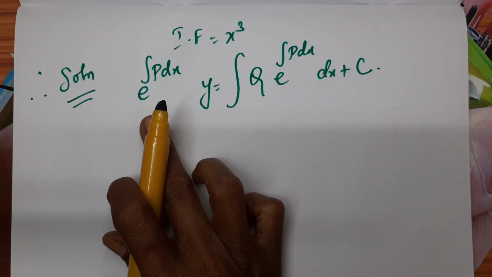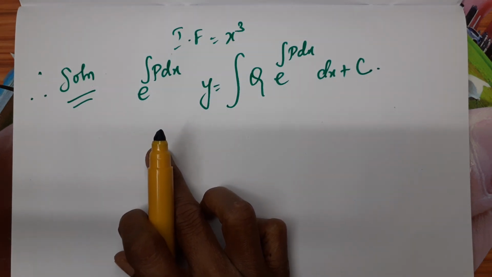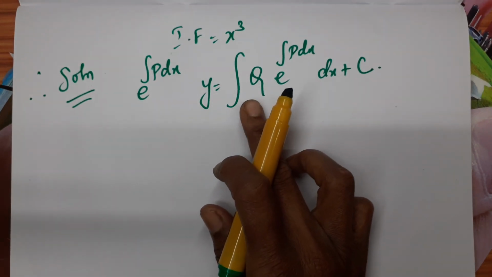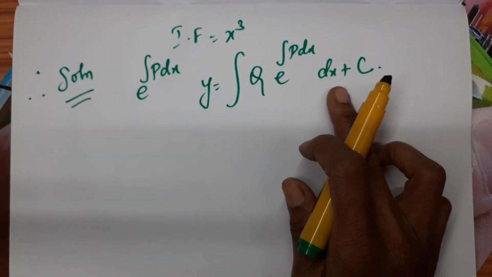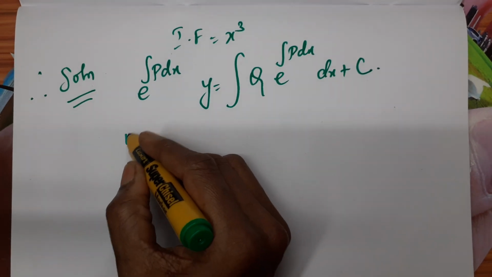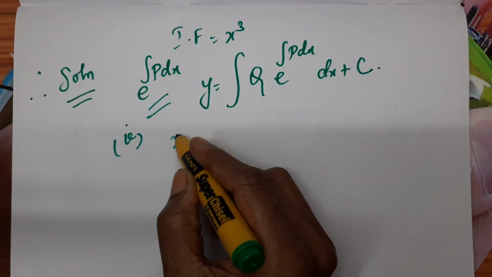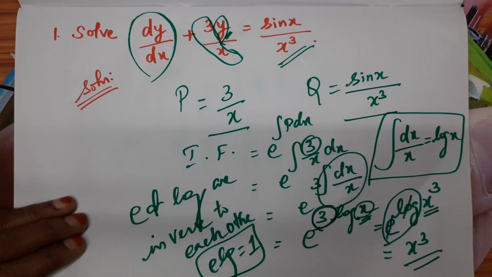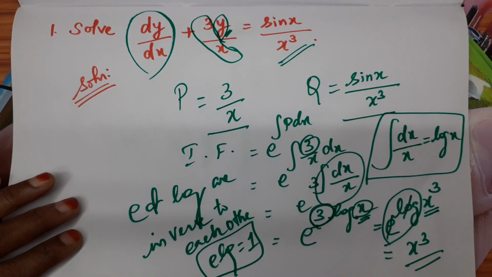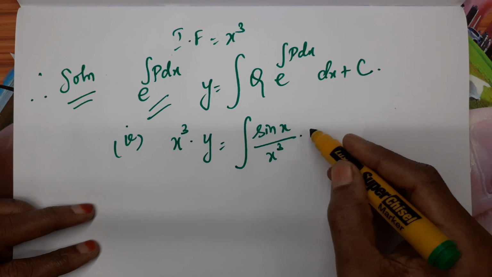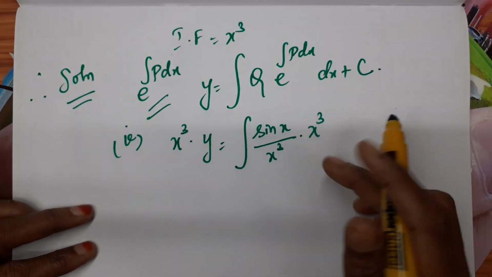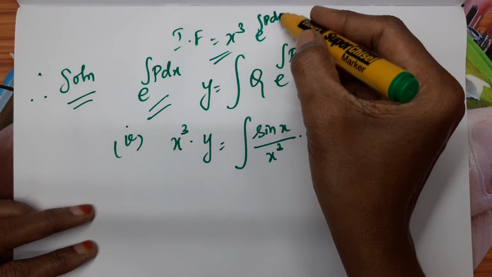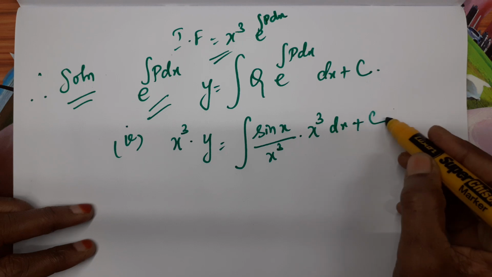Come to the solution. The formula for finding the solution is e power integral p dx into y is equal to integral q e power integral p dx dx plus c. So that is, we got this term as x cube. So x cube into y equal to integral of, what is our q? Q is sin x by x cube into x power 3 into dx. This is e power integral p dx, right? Into dx plus constant of integration c.